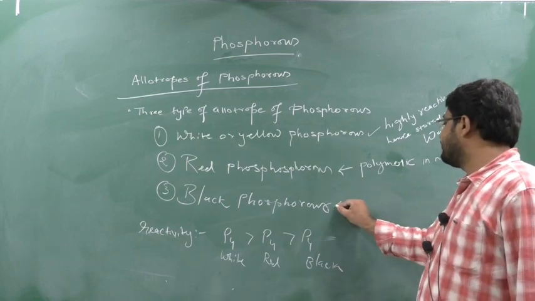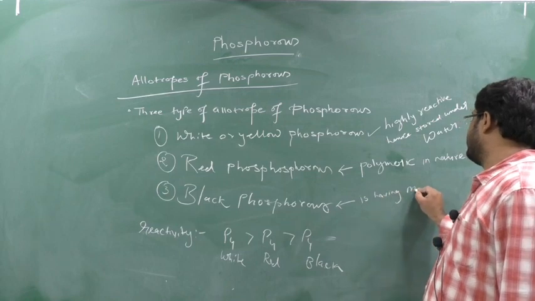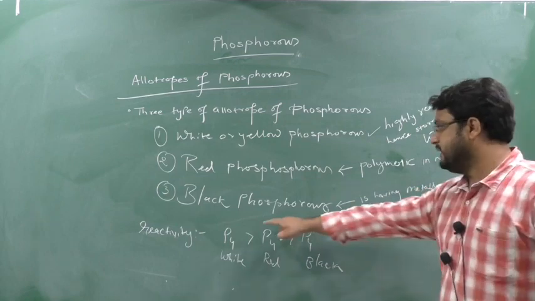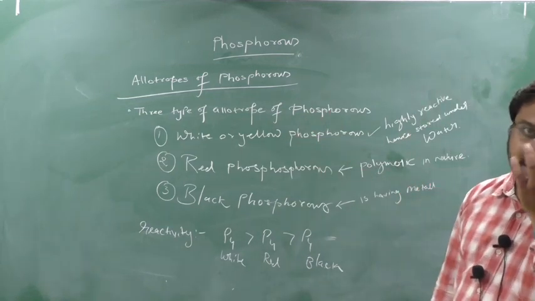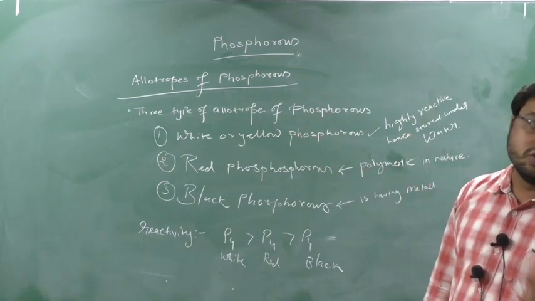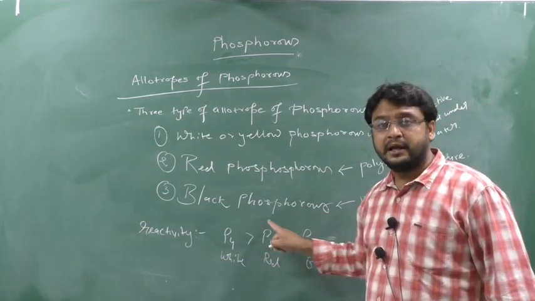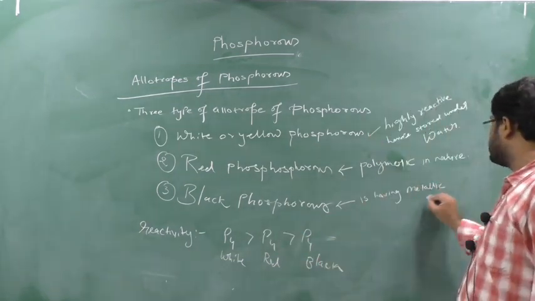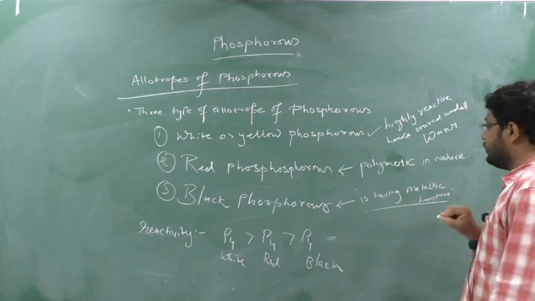And this black phosphorus has a metallic luster. Phosphorus is a non-metal, but one question will come in the exam: being a non-metal, whose allotrope has a metallic luster? So black phosphorus, being a non-metal, has a metallic luster. Whatever I am giving, these points are nothing but your key points.